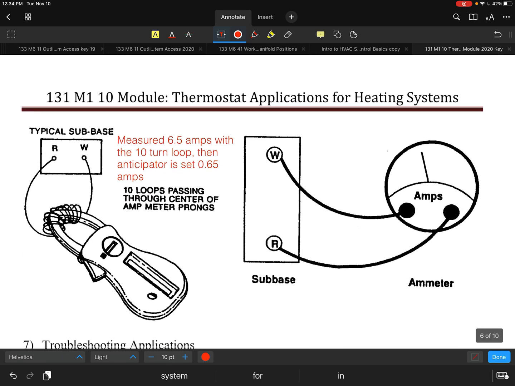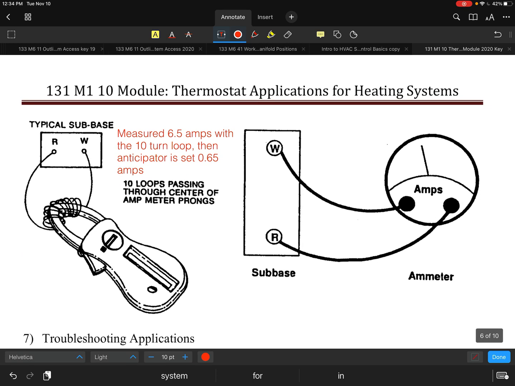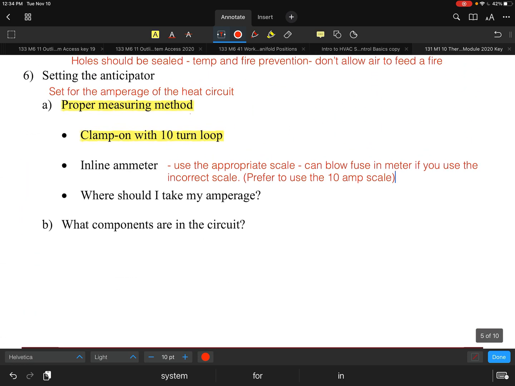So let's talk a little bit about this next page, which shows a small inline ammeter. Of course, you have to put your meter in series with the heating coil. Whether that means you go to R and W, or take the red and white wire, or whatever conductors you have for the heating demand, that's what you'll have to do. All right, let's take a look at the next one.